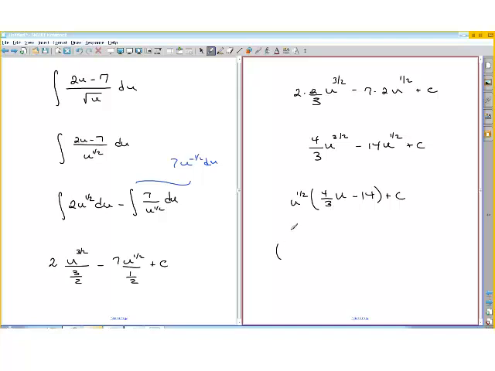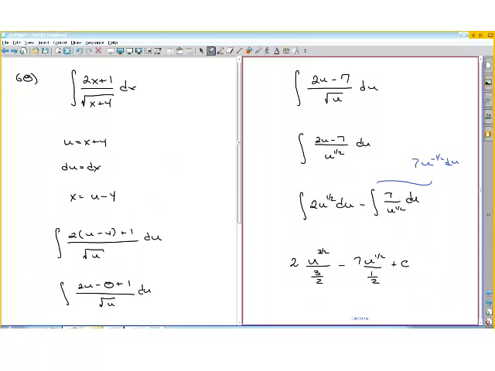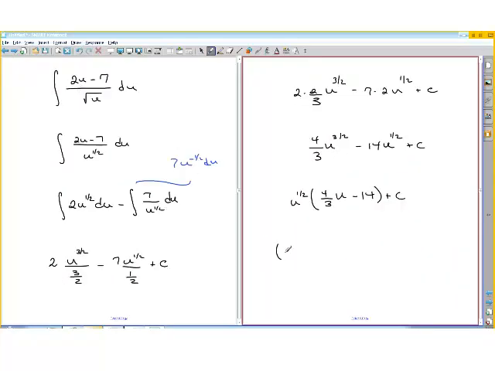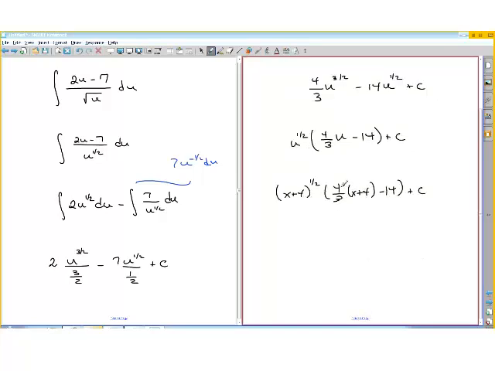So what is u? Go back to the beginning: u is equal to x plus 4. So that's the substitution we have. Substituting u equals x plus 4, we get x plus 4 to the 1/2 power times 4/3 times x plus 4 minus 14, plus c. And we can simplify this by multiplying this out.